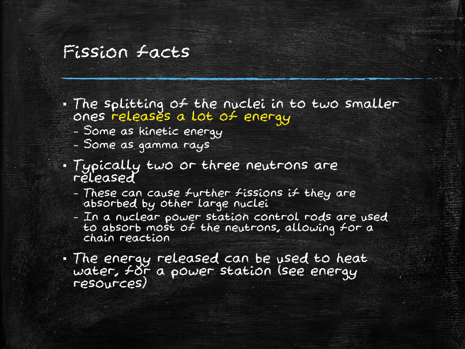The energy that is released from fission can be used to heat water, particularly within the power station. If you look back on any revision materials you have linked to energy resources, you can see that the nuclear reactor just takes the place of the coal, oil or gas burner within the power station, heating water to turn it to steam, to turn turbines, to generate electricity from a generator.